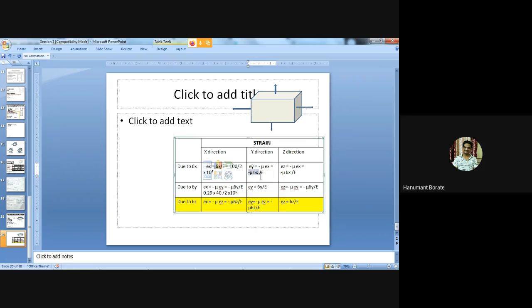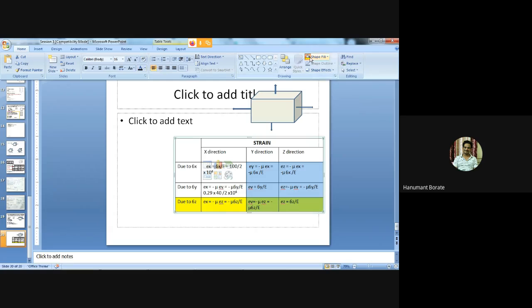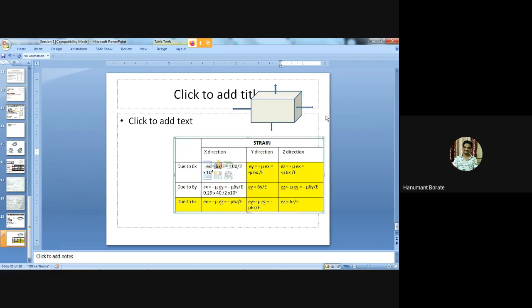And we also need not to consider these two columns. So we need to focus on this only: strain in the x direction due to sigma x and due to sigma y only. Because as per the given statement, we need to find out epsilon x, strain in the x direction only.